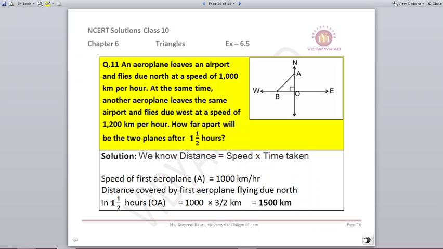Now, if we look at the question, we are given the speed and the time. The speed is given as 1000 kilometers per hour for the first plane, and for the second plane it is given as 1200 kilometers per hour, and time given to us is 1.5 hours, that is 3/2. On using this, distance is equal to speed into time, we can find out the distance of first plane. That comes out to be 1000 into 3/2, which is 1500 kilometers. That is the distance of the first aeroplane.